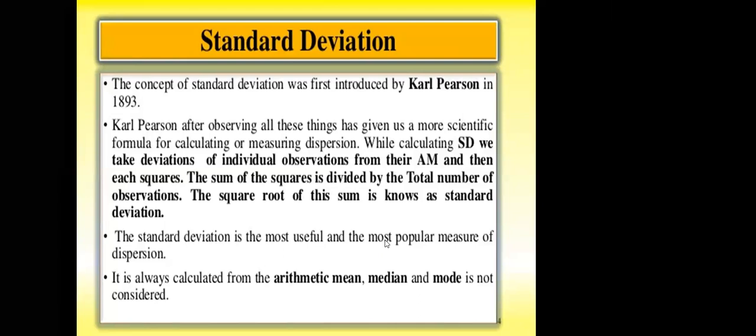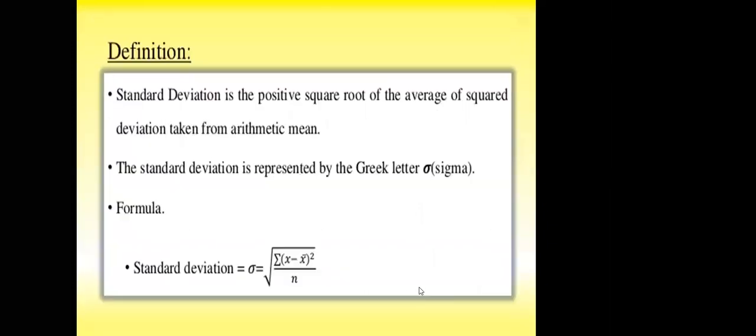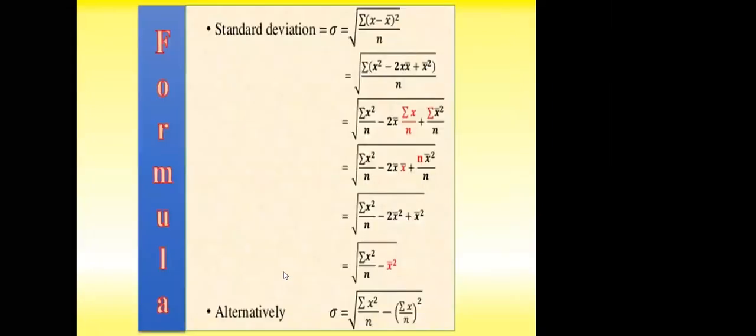Compared with the others, standard deviation is the most useful and important measure of dispersion. It is always calculated from the arithmetic mean; median and mode are not considered. By definition, standard deviation is the positive square root of the average of the squared deviations from the arithmetic mean. So this is the formula: sigma equals the square root of summation (x minus x bar) squared divided by n. This is the formula of standard deviation.